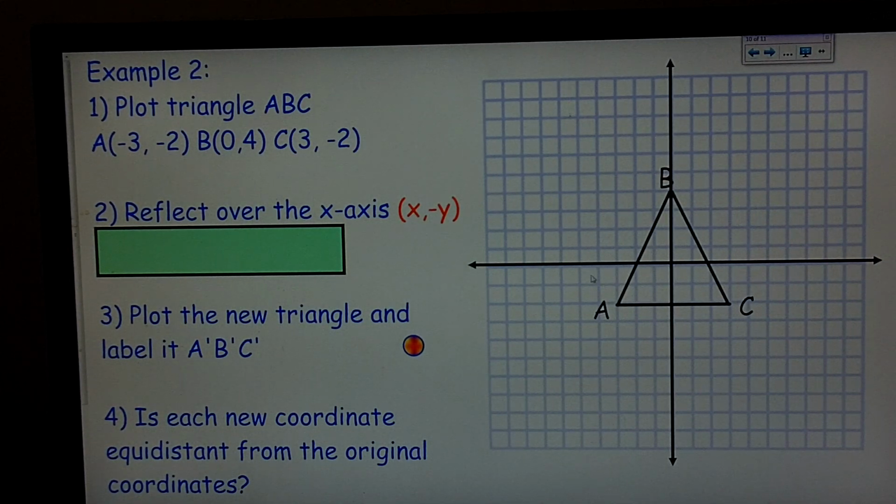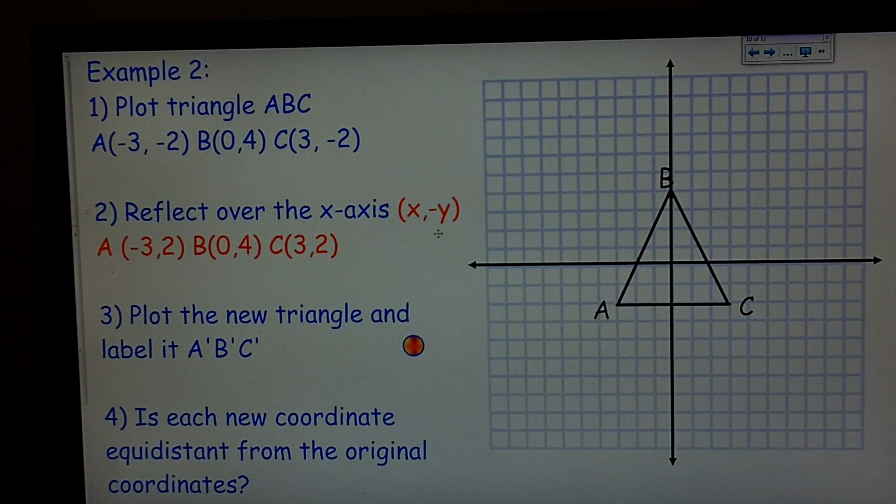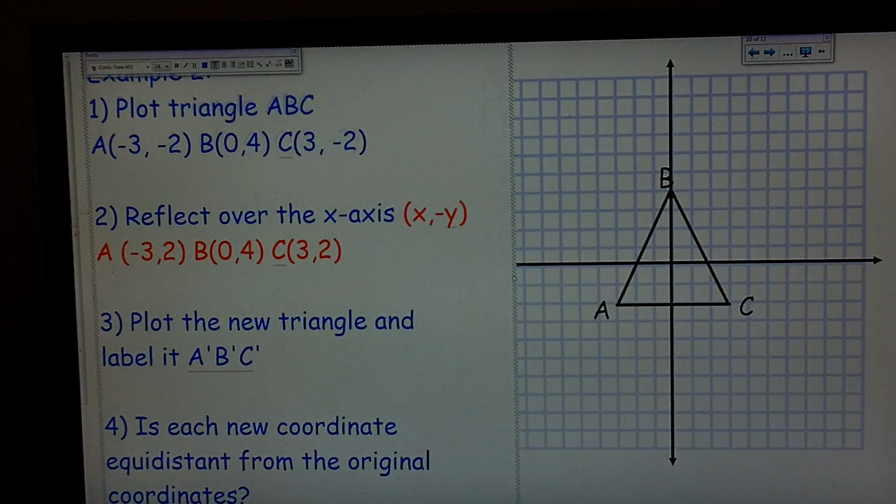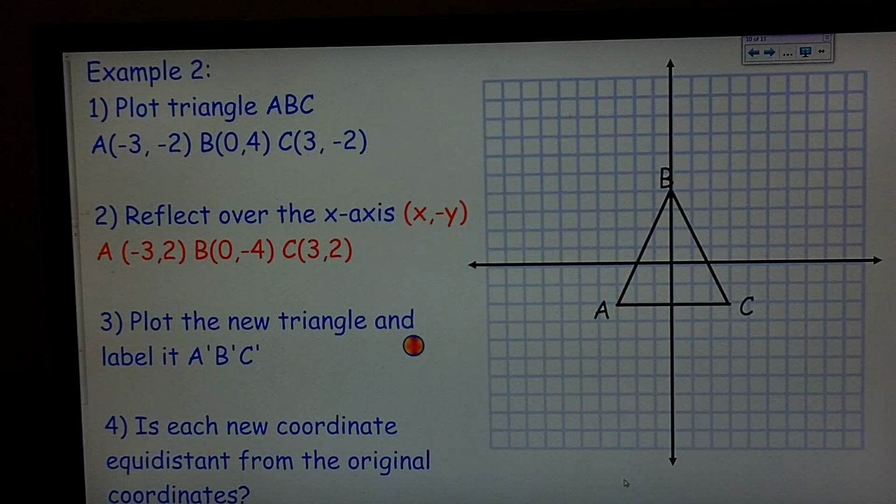When we reflect over the x-axis, we're actually moving up and down. Therefore, if we look at our rule, all of the y values change. I went ahead and changed all of my y values to the opposite. One thing I want to make sure we notice is we only changed the y, so things didn't change for the x. If ever there is a 0, remember, 0 is not positive or negative, it's neutral.